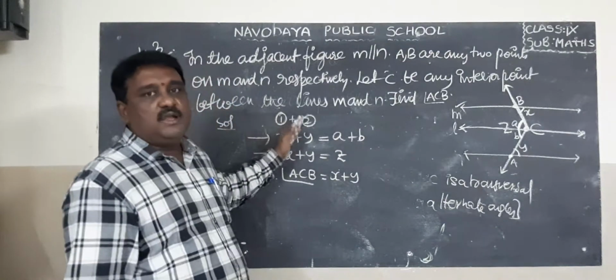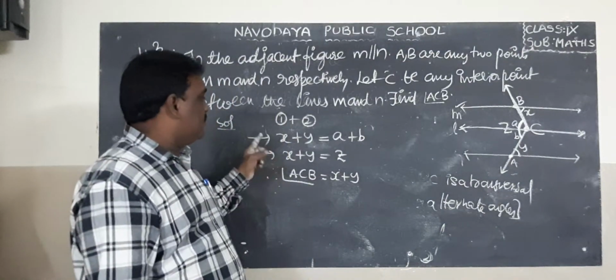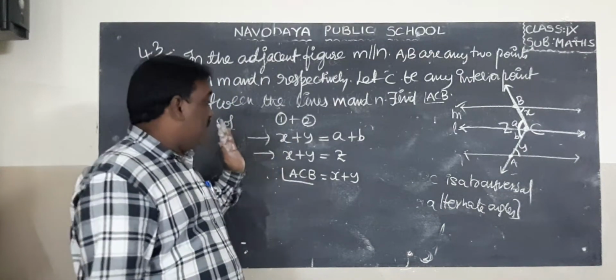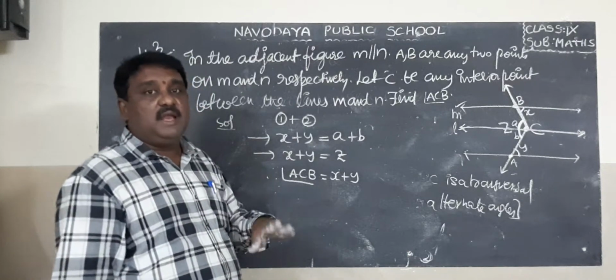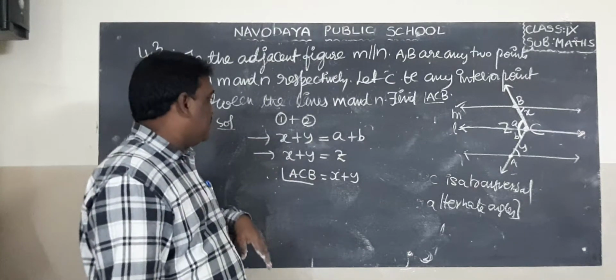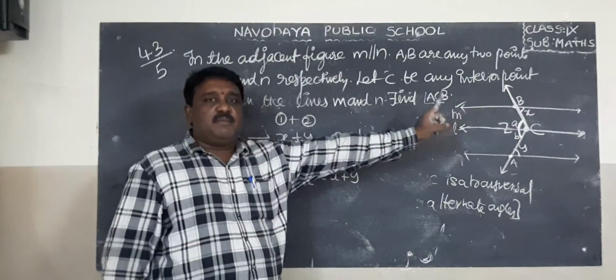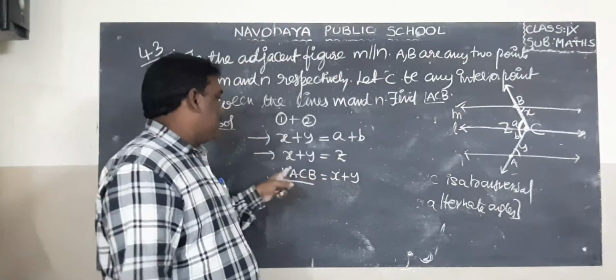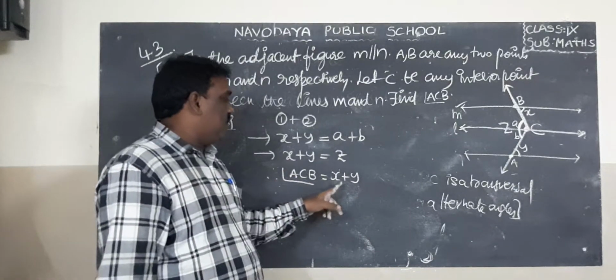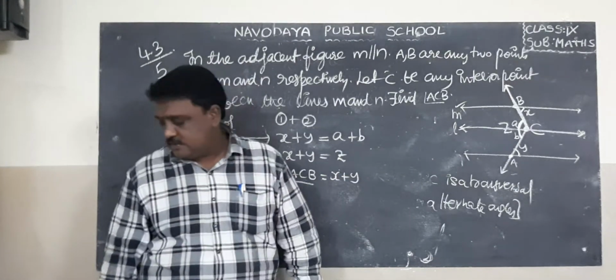Add equation 1 and 2. What is equation 1? X equal to a. What is equation 2? Y equal to b. Let us add both the equations. What we get? X plus y equal to a plus b. A plus b from your diagram is nothing but Z. Therefore, angle ACB equal to x plus y. Write down.